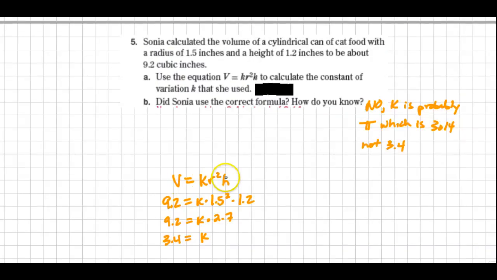So I went ahead and used the formula, plugged in the numbers, and I got a value of K of 3.4. And so I decided that Sonia did not use the correct formula because if you look at the formula for volume, typically if it's got a cylindrical base, it's going to have the number pi in it, which is 3.14, not 3.4. So I think her formula was off, or maybe she just mistyped the calculation there. That should be 3.14.